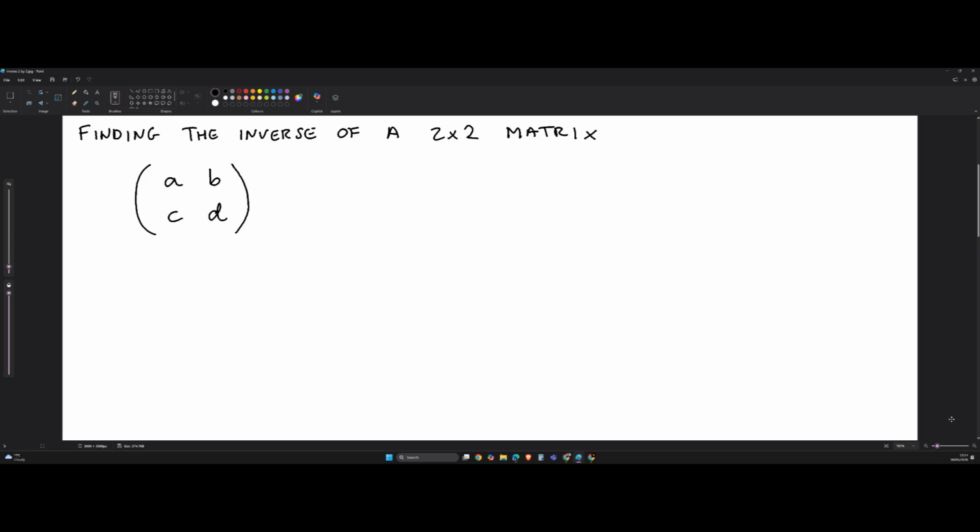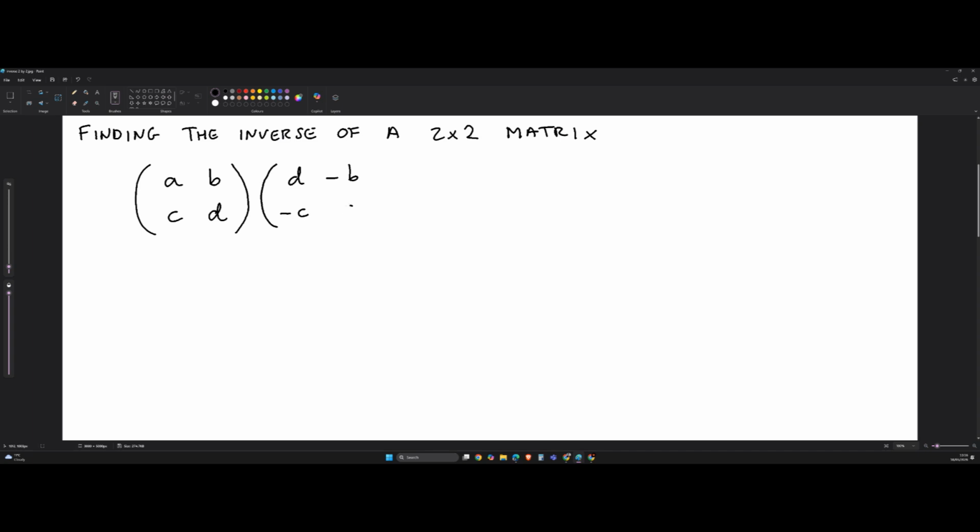Hi there, in this video I'm going to be showing you how to find the inverse of a 2 by 2 matrix. The matrix we're going to be working with is [a b; c d], that is, a, b, c, d.